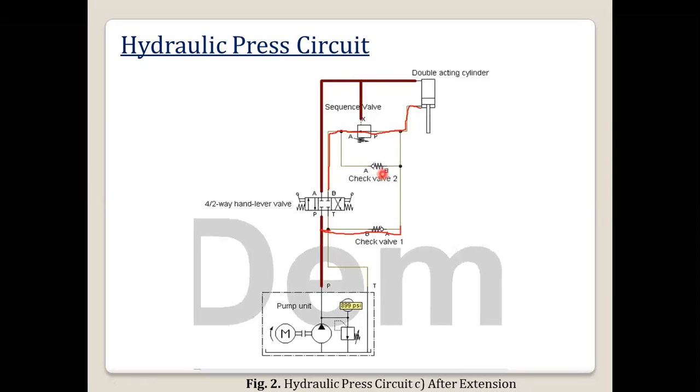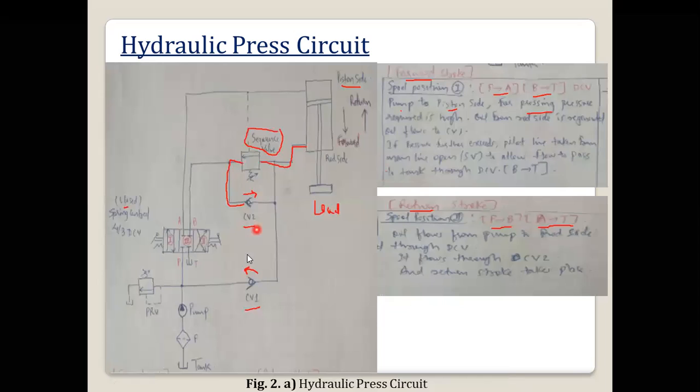So what we can see in this circuit is that in the first position check valve 1 is operating, and in the second position check valve 2 will be operating. Mainly this is used to control the oil flow in the circuit, and whatever pressing is there has to be done smoothly. And the sequence valve will come into action when the pressure is increased.